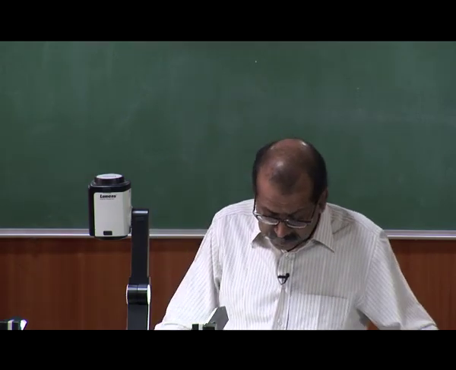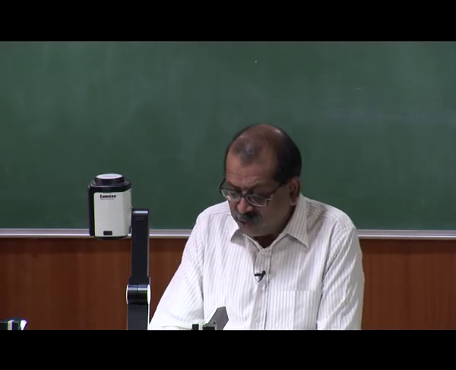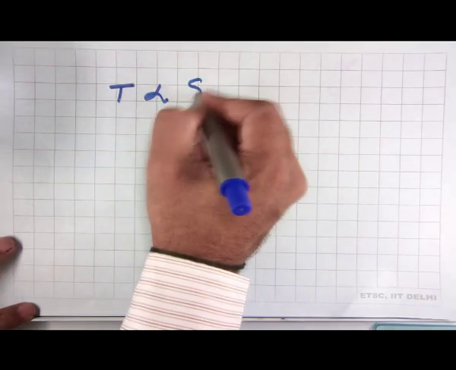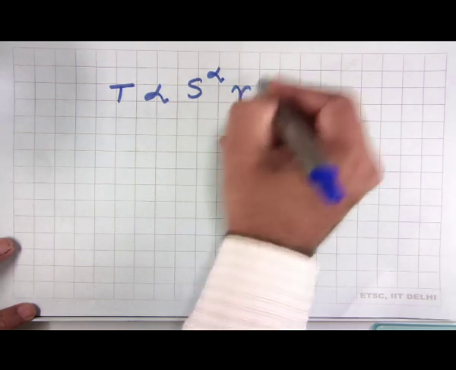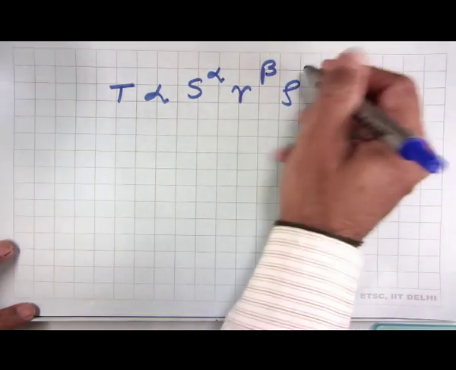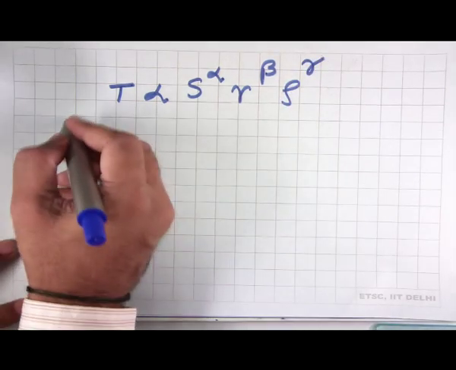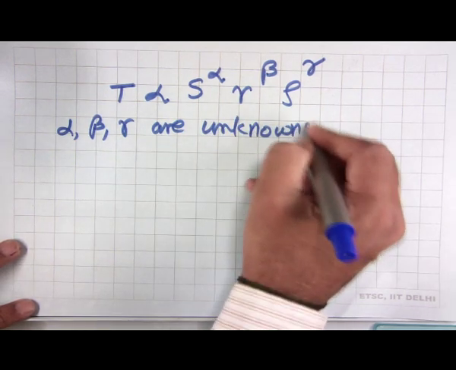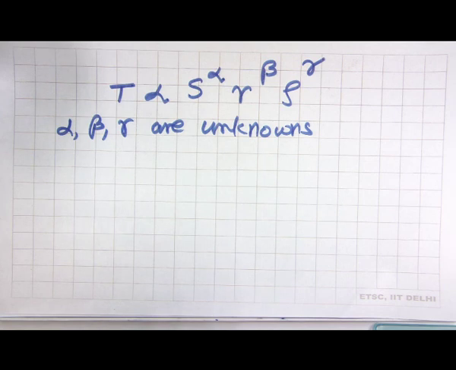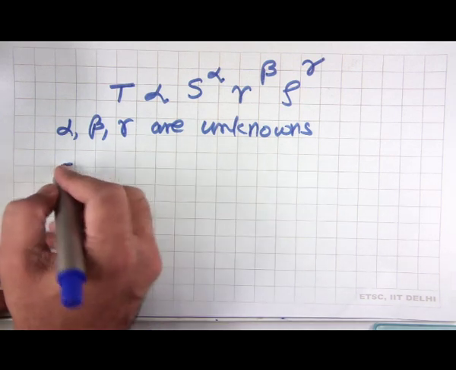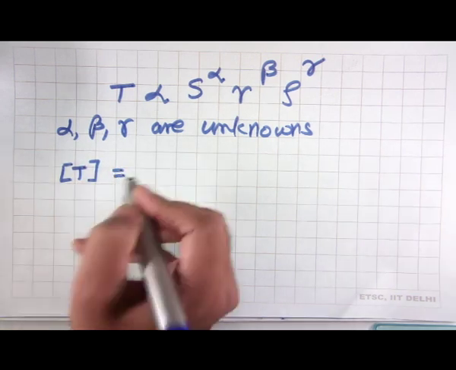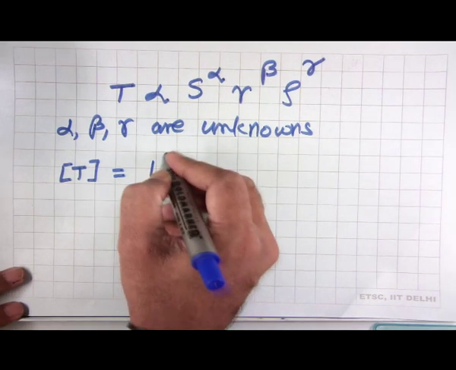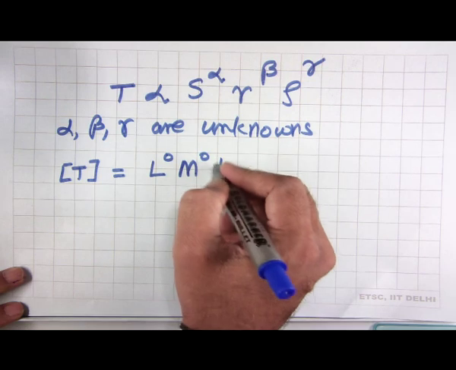So, let us first solve this problem. The way we work this out is we assume that the time period T is proportional to S to the power alpha, R to the power beta, rho to the power gamma. Here alpha, beta, gamma are unknowns, and these values we will be able to get using dimensional analysis. And how do we do this? We work out the dimension of each of these. The dimensions of the time period T, we write, will be equal to just, we write it as L M T.